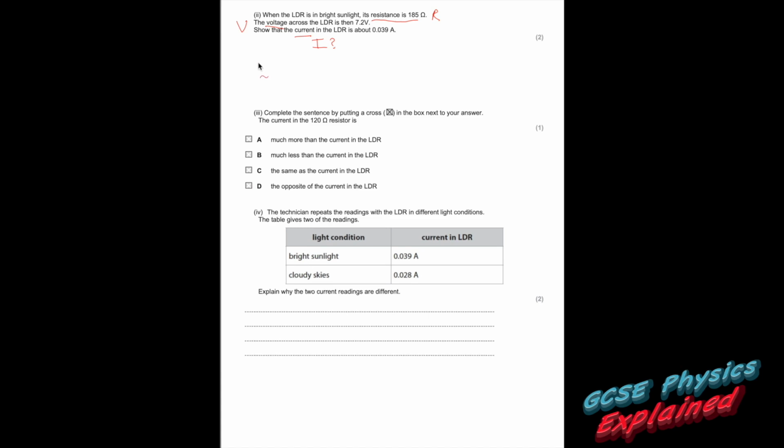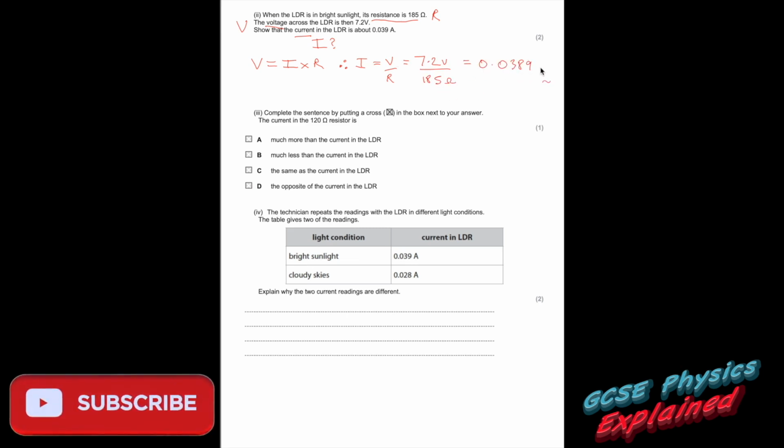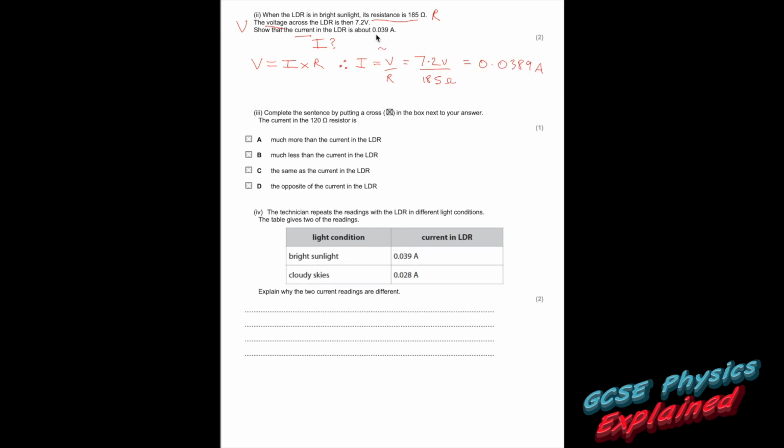Yeah, of course we do. It's Ohm's law. V equals I times R. Therefore, let's rearrange it and pop the values in, and it should come out somewhere close to 0.039. And it does. So they said it should be 0.039, thereabouts, and we have got 0.0389, which would round up to 0.039. Part 3. Complete the sentence by putting a cross in the box next to your answer.